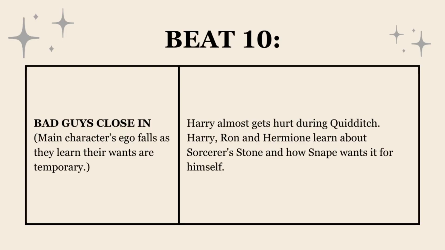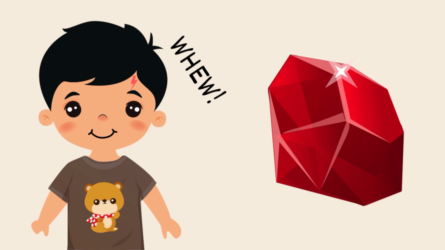Our next beat is bad guys close in. This is where the main character's ego falls as they learn that their wants are only temporary. Harry almost gets hurt during Quidditch. Harry, Ron, and Hermione learn about the Sorcerer's Stone and how Snape wants it for himself.